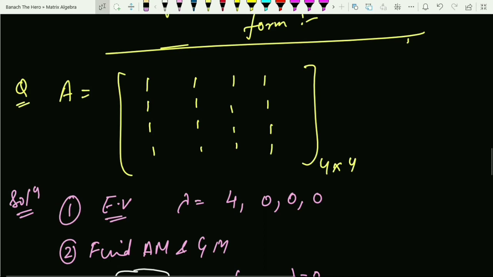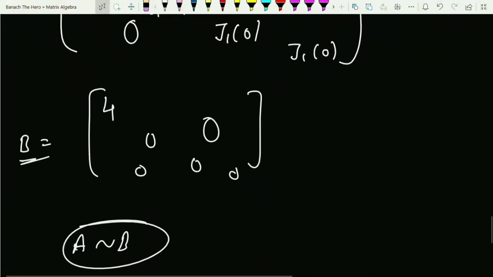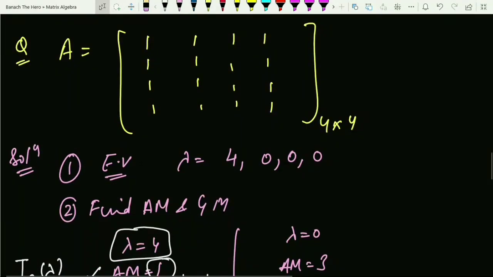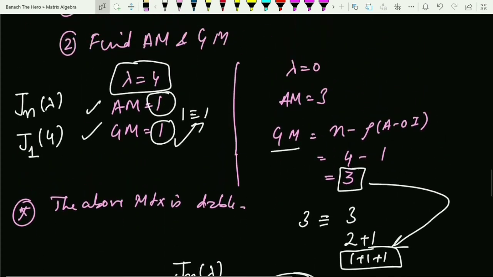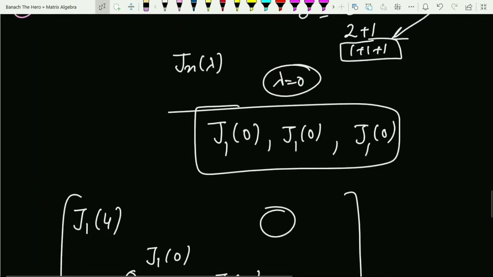What is the determinant of A? That is 0. What is the determinant of this? That is again 0, right? So is B diagonalizable? Yes, it is diagonalizable. Is A diagonalizable? Yes, it is diagonalizable. See, all the properties will be matching up here, right? Now, the most important fact which I want to tell you here is you can also comment on the diagonalizability. As we have seen that AM is equal to GM, but now we are capable of calculating the JCFs also, that is the Jordan canonical forms.